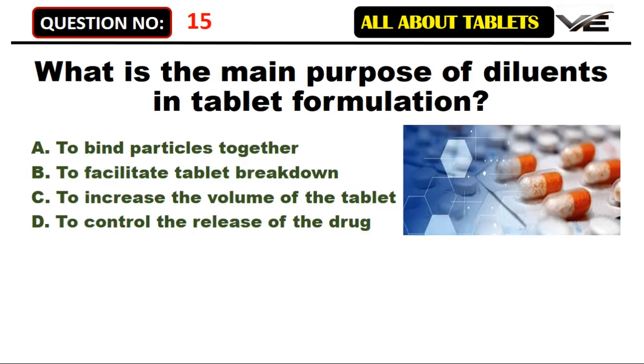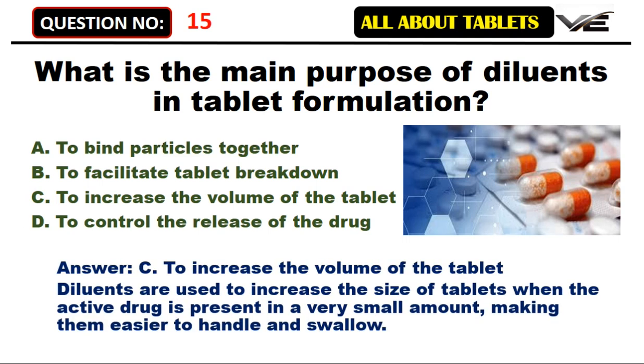What is the main purpose of diluents in tablet formulation? A. To bind particles together. B. To facilitate tablet breakdown. C. To increase the volume of the tablet. D. To control the release of the drug. Answer. C. To increase the volume of the tablet. Diluents are used to increase the size of tablets when the active drug is present in a very small amount, making them easier to handle and swallow.